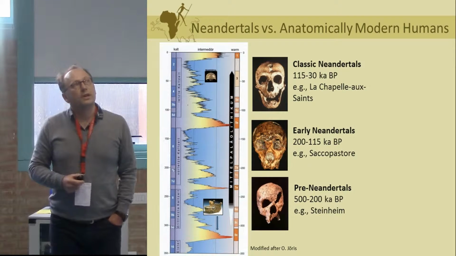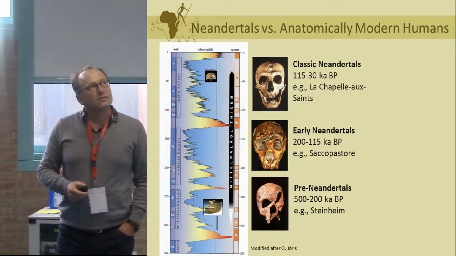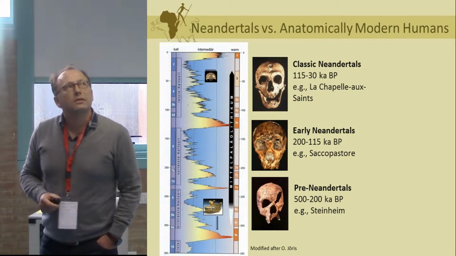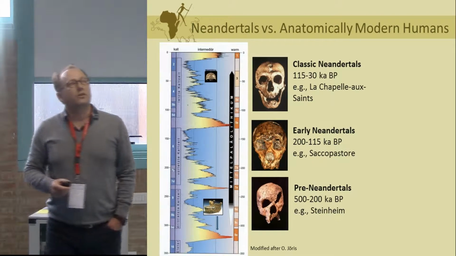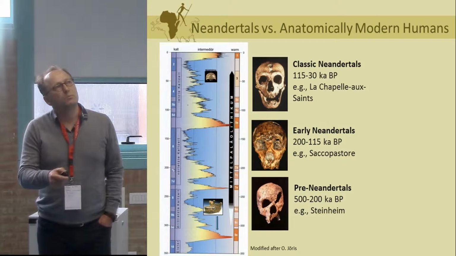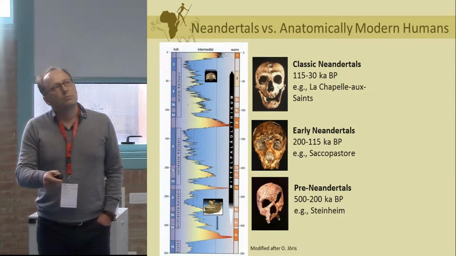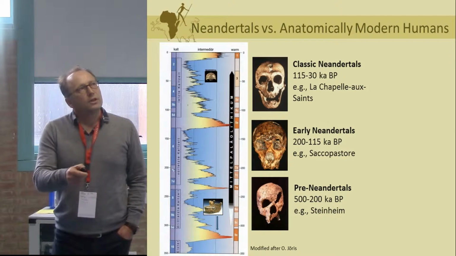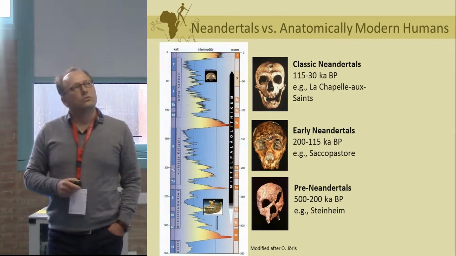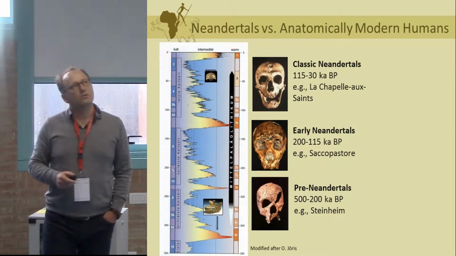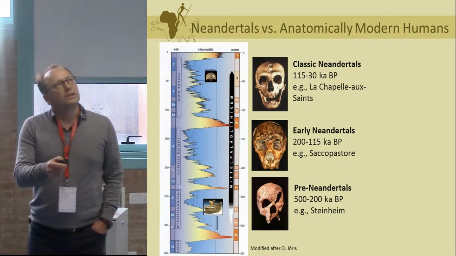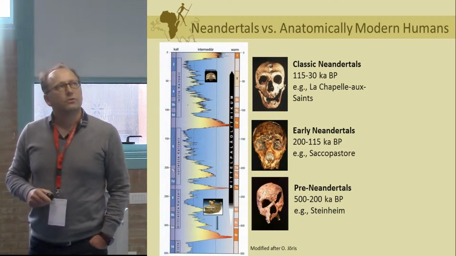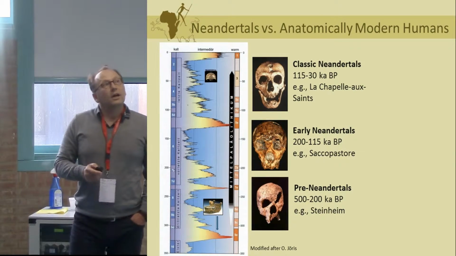So here we have the Neanderthal time slices. Neanderthals in this case have been classified in 3 different categories. We have the pre-Neanderthals, which are around about 500,000 to 200,000 BP. We have the early Neanderthals from 200,000 to 115,000 BP. And we have the classic Neanderthals from 150,000 to around about 30,000 BP.